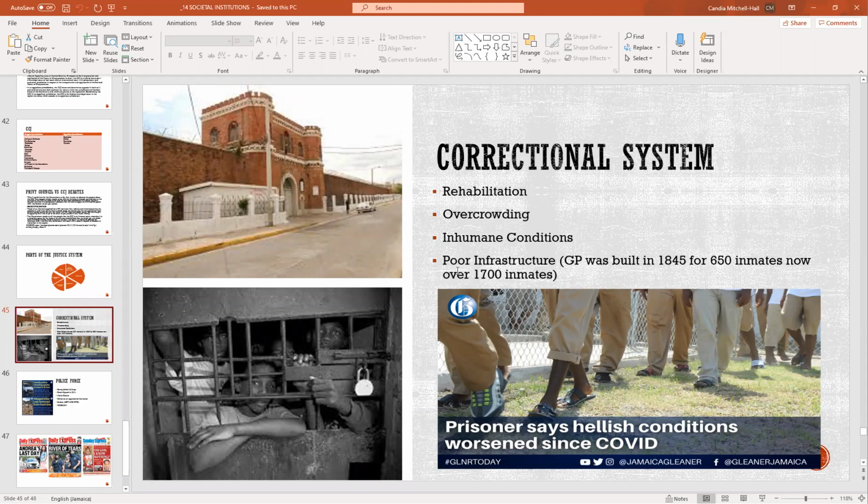The General Penitentiary, which was built in 1845, was built for 650 inmates. But right now it has over 1,700 inmates at that prison. So it's overcrowded. And it's not just the prison downtown, but the one in Spanish Town and all over the country where we have prisons. And not only our prisons, but our jail cells are terrible in Jamaica.